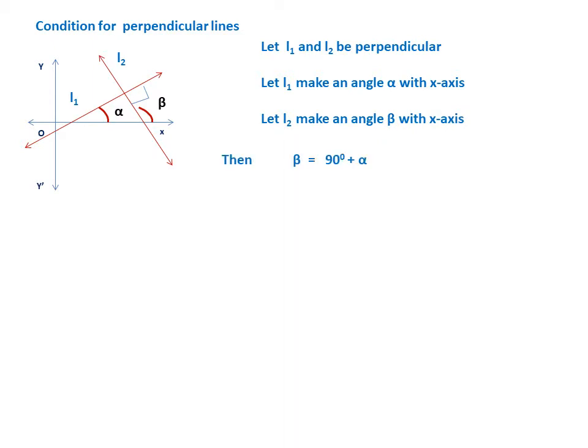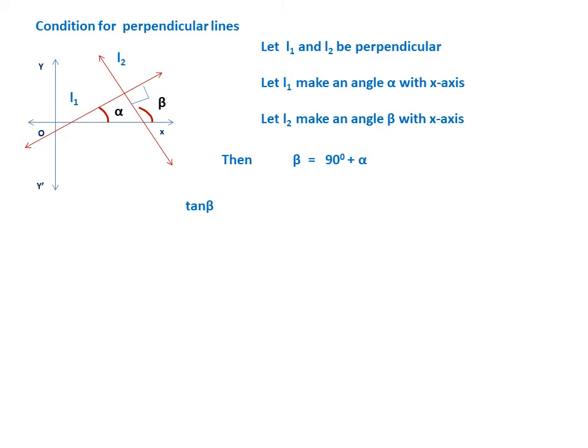Now, if you remember the geometrical property, beta will be equal to 90 plus alpha, because in the triangle, alpha is one angle and another angle is 90 degrees. Where the two lines are intersecting, a triangle is formed and that angle is 90. And do you know that the exterior angle is equal to the sum of the interior opposite angles? Therefore, beta is the exterior angle, and that will be equal to alpha plus 90. So this is the property.